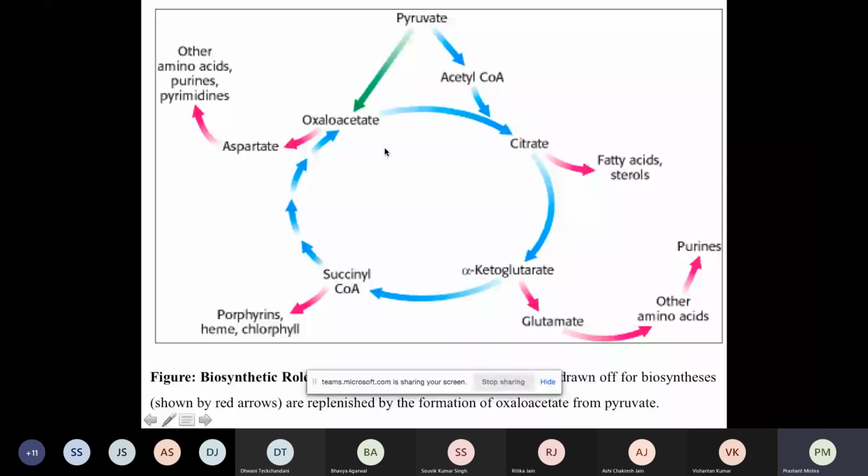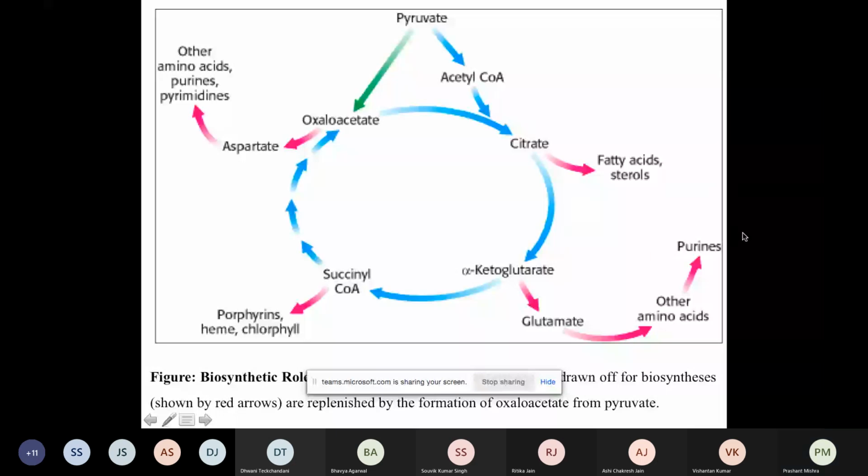You do not see any reaction where ATP is being synthesized, except for the one which you will learn in the succinyl-CoA to succinic acid step. Other than that, this cycle is also producing different molecules at different steps. For example, citrate can produce fatty acids and sterols. Alpha ketoglutarate can produce glutamate. It is a transamination reaction. An amino group is transferred onto the keto group, so instead of a keto group, if I attach an amino group, it becomes glutamate. Once glutamate is synthesized, it can synthesize other amino acids and purines.